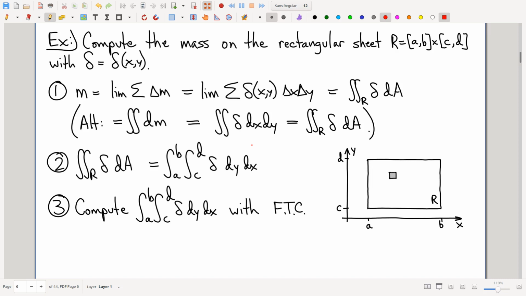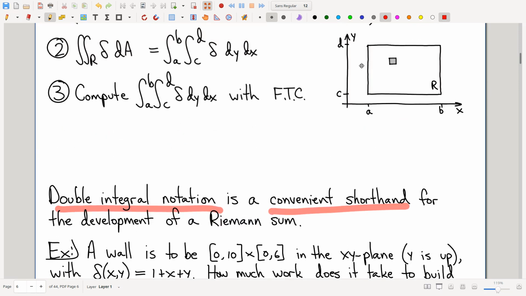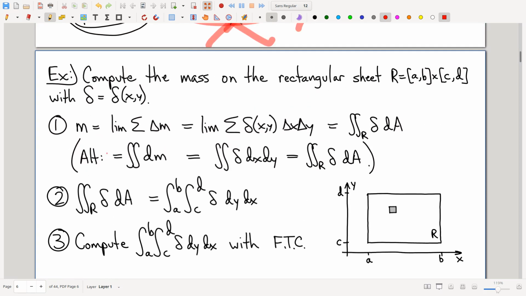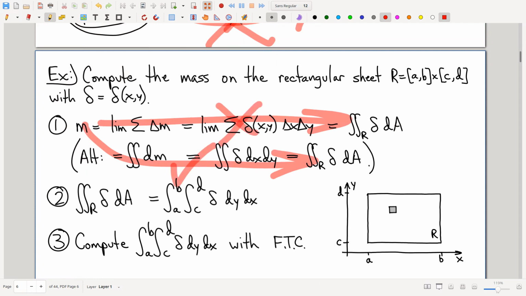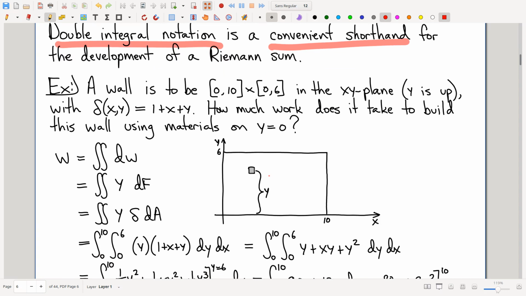All right. Okay. So I'm going to show you one last example, and then we'll call it a day. I'm just going to elaborate on this idea that double integral notation is a convenient shorthand. That's this business up here, writing it like this instead of this. The double integral shorthand is just a little bit more compact, a little bit more convenient. It's just a shorthand. So, for example, here's another example of how that's really useful.